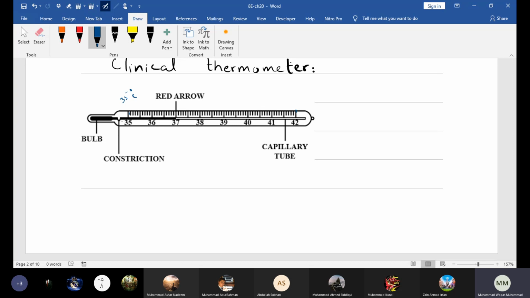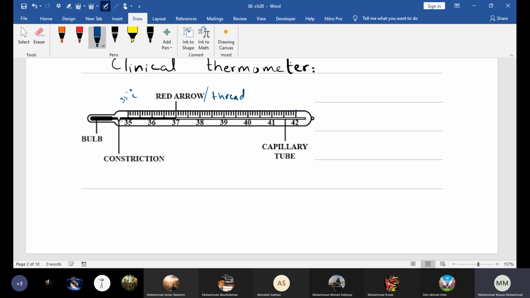And what is normal human body temperature, beta? The normal human body temperature is 37 degrees Celsius, right? So it's only a few degrees on either side of that. Getting my point? And beta, there is another feature. This red arrow, what is that called? That is called the thread, the thread of the liquid.